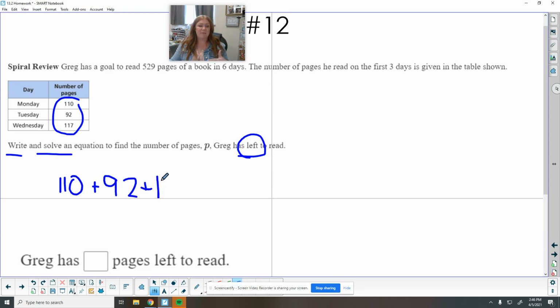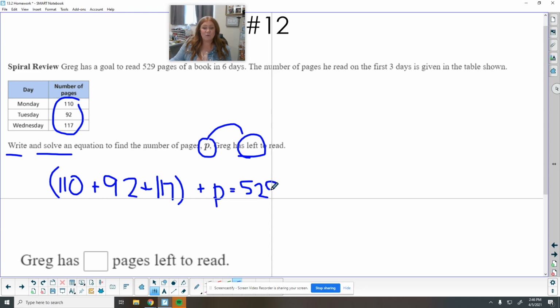So adding up our pieces. And here's his goal. This is how much he has left. So we're going to do this first. So I'm going to put parentheses around that. And his goal is to read 529 pages. So I know if I add on the pages he has left, that total should equal 529. So see if you can figure out how many pages Greg still has left to read. One easy way is just to get P by itself. So move this to the other side by doing the opposite to both sides.